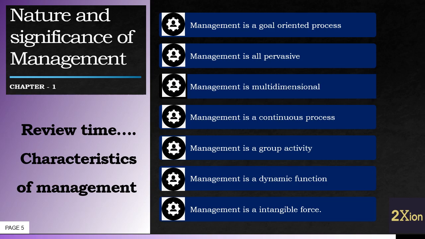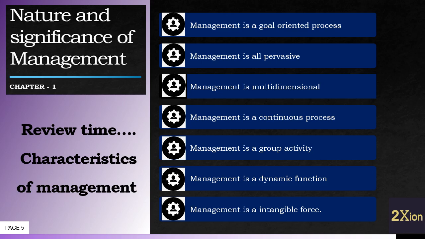Management is a goal oriented process because it has just one single goal, and all work towards that goal. It is all pervasive because it can be used in different kinds of organizations. It is multidimensional because it is management of work, management of people, and management of operations. And it is a continuous process because all the functions of management are being used there, like planning, staffing, directing, controlling, and it is a group activity. All the individuals work together as a group.